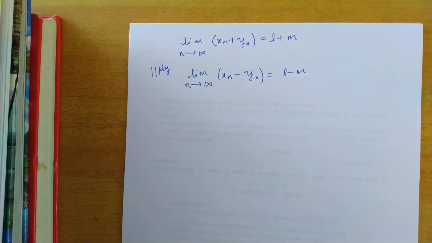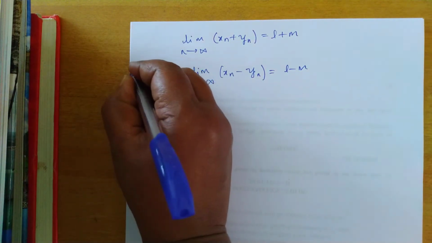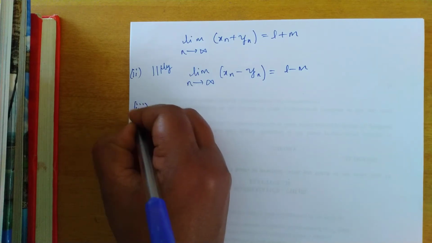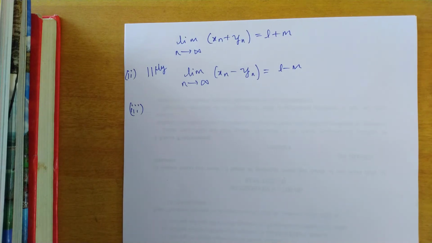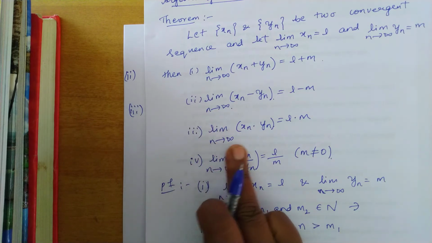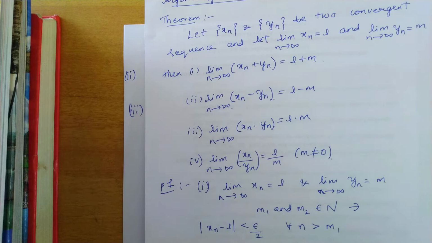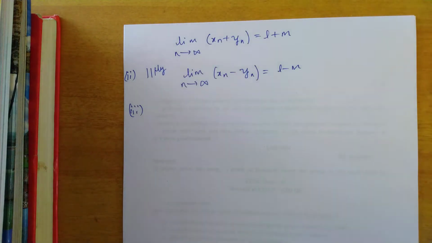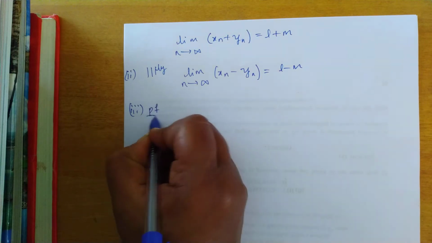Try to solve for this on similar lines. You can do this. This is the second one, and the third one is what we need to show. It holds for multiplication. See, the third one is: limit n tending to infinity of xn dot yn is L dot m. We need to prove that multiplication holds good here. So now let's start the proof for the third one.